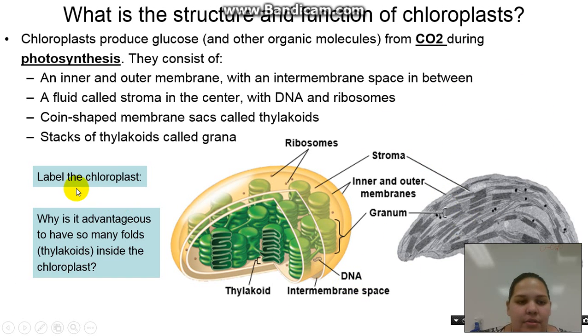And again, I ask you this question. Why is it advantageous to have so many folds in the thylakoids? Look, they look like folds here and there, folds here and there. Why? Because we're increasing the surface area.